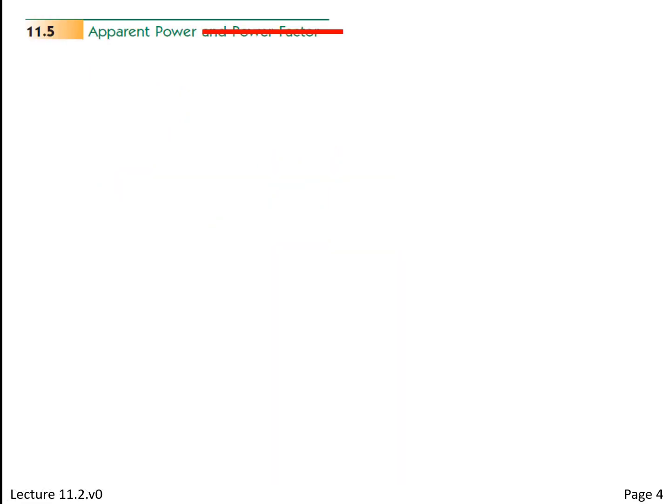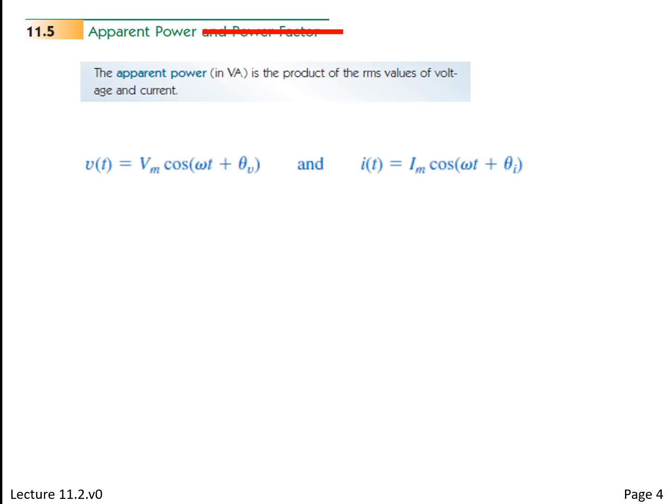We can do this quickly with section 5, apparent power and power factor. This is where we're going to be back with phasors and phase diagrams. So the book puts them under the same title. They're actually two separate things, but they are very related. The apparent power is simply the product of RMS values, right? It's what we had right back there. It's VRMS times IRMS, just like we ended the last section with.